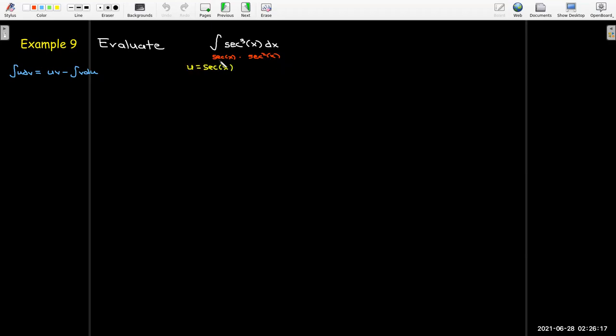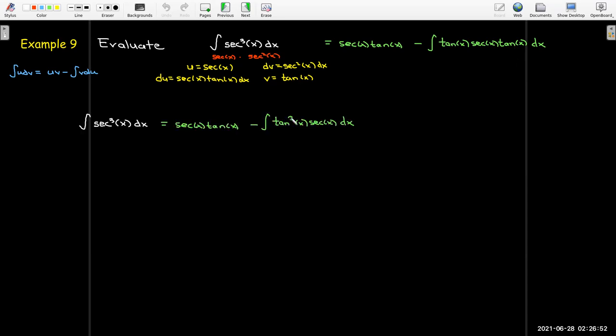And so then I'll have u equals secant x, so du is secant of x tangent of x. dv is secant squared of x dx, because I know the antiderivative of secant squared is just tangent. So let's put these values into our formula for integration by parts. My u times v would just be secant x times tangent x, then subtract off the integral of v du. I see I have tangent of x times tangent of x, so I'm going to go ahead and write that as tangent squared x secant of x.